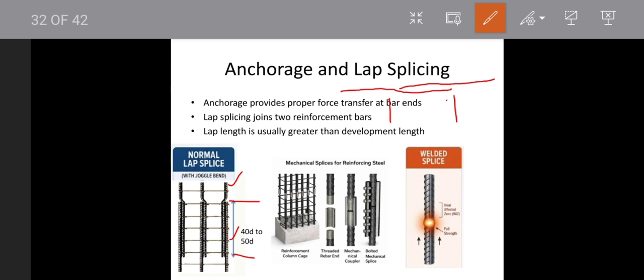Next one is mechanical splicing. In mechanical splicing, we will use a coupler to join the two rods.